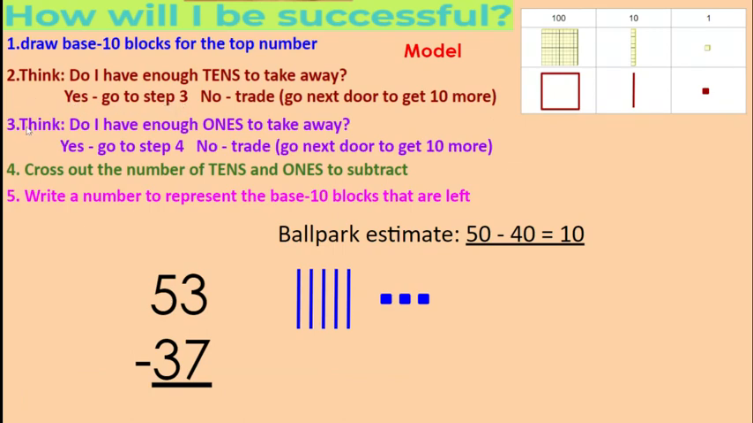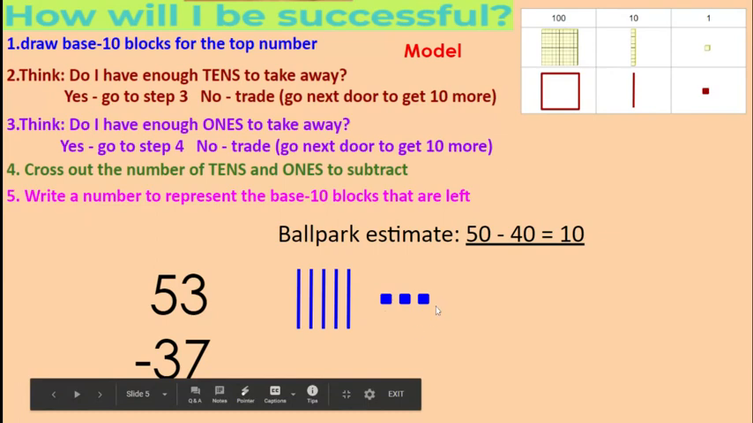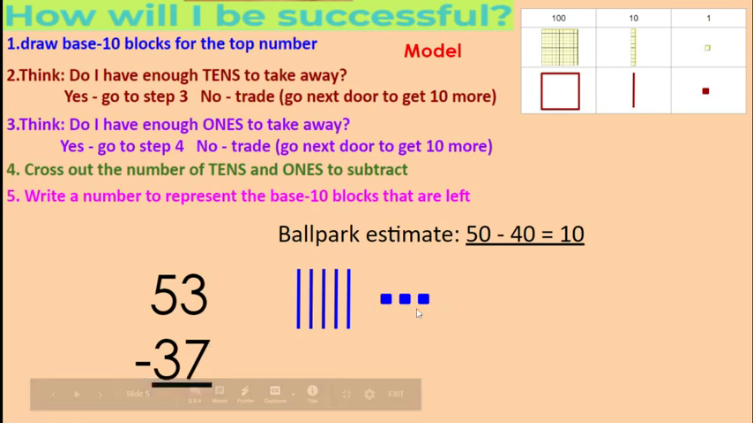Here's step number 3. I need to think, do I have enough 1s to take away? Here I have 3 1s. I need to give 7 away. Well, if I only have 3, could I give 7 away? No, I don't have enough. So if I answer no, it says I need to trade or go next door to get 10 more.